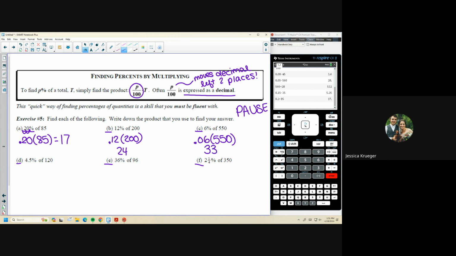For 4.5%, a lot of people mistakenly assume that 4.5% is already a decimal. It's not. I still need to divide it by 100, which means I still need to move that back 2 places. So that would be 0.045 times 120. And that's going to give me 5.4.